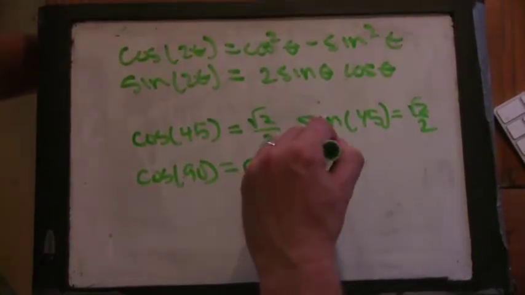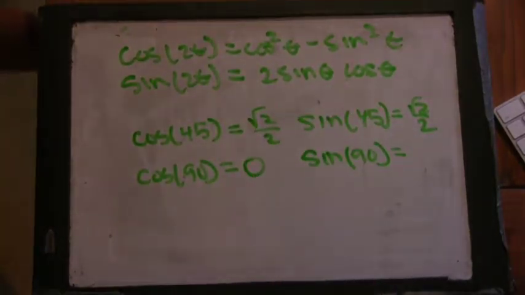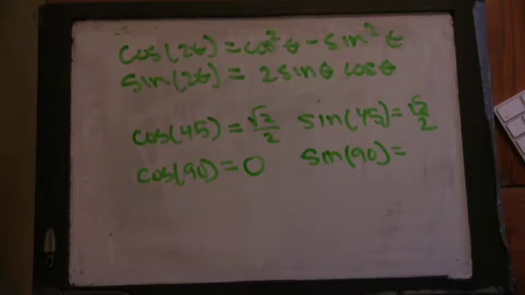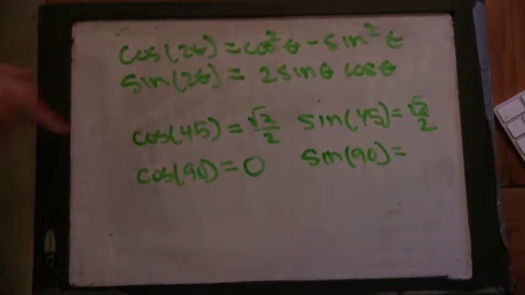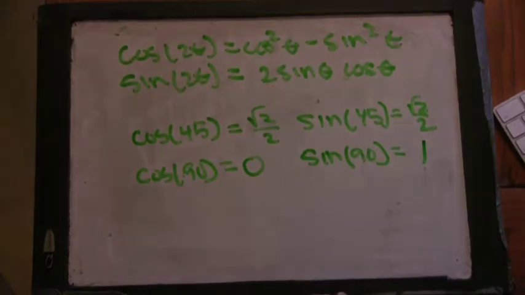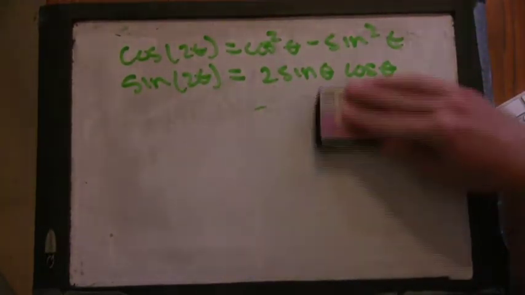What is sine of 90? Do you know it without calculating? It's 1. What does our formula say? So 2 times root 2 times root 2 over 2. That's 1. Neat, huh? Now, let's do 30 degrees.